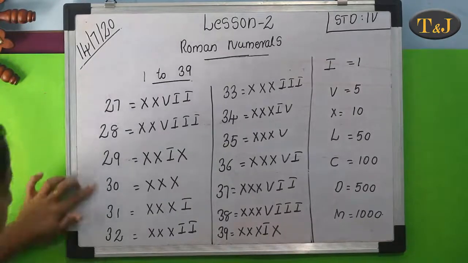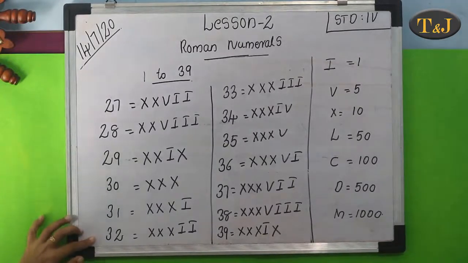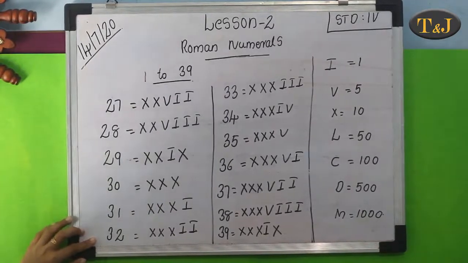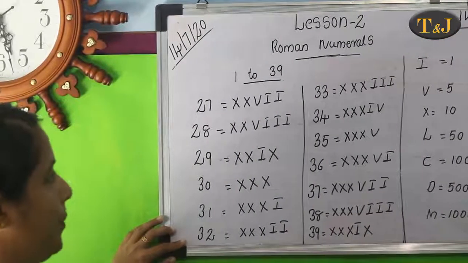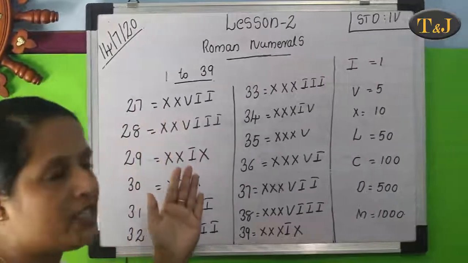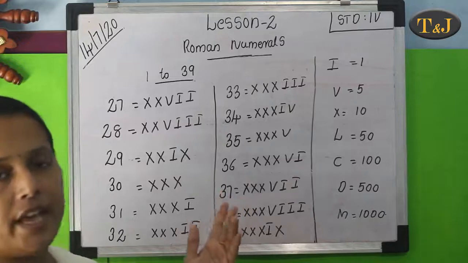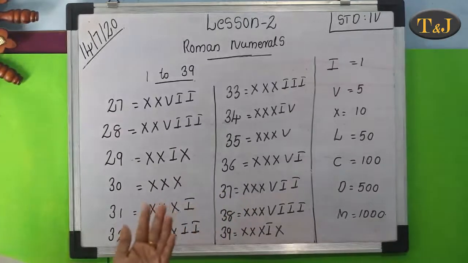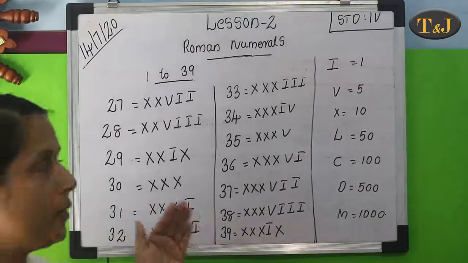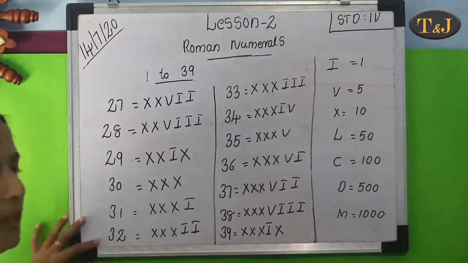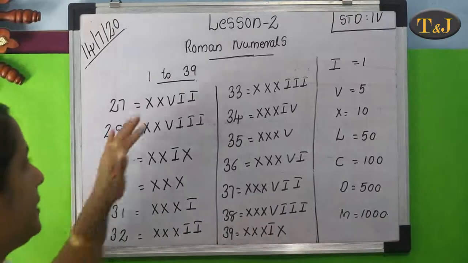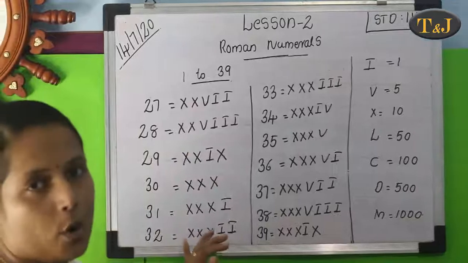These numbers are known as Hindu-Arabic numerals. Our common numbers are known as Hindu-Arabic numerals, and the English letters I, V, X, L, C, D, M are used for Roman numerals. So these numbers are known as Hindu-Arabic numerals and these numbers are known as Roman numerals.